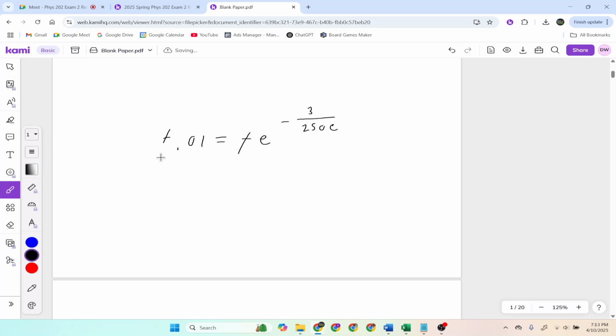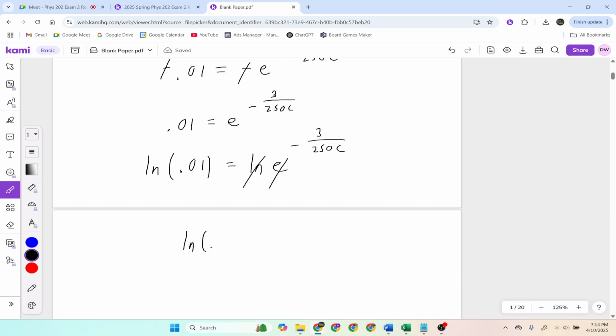The negatives cancel, which is great. And a lot of people don't know what to do at this step because they failed Algebra 2 or at the very least forgot it. What do I do at this step to solve for C? Take the natural log of both sides. Correct. And if you didn't know that before, now you know. And the reason why this works is because ln and e cancel. So then natural log of 0.01 equals negative 3 over 250C.